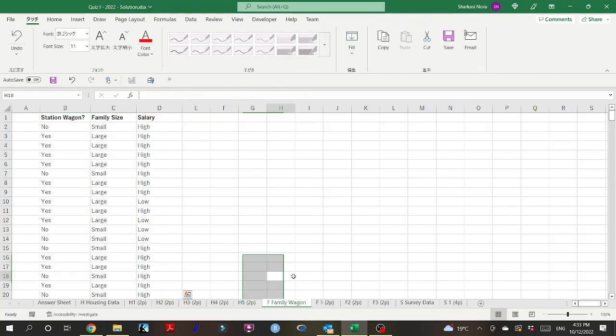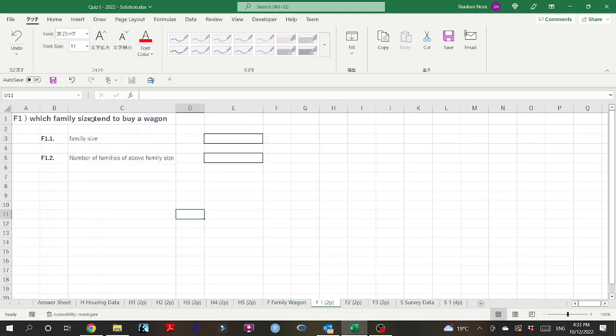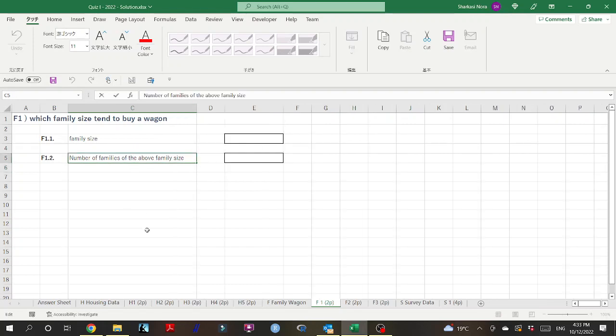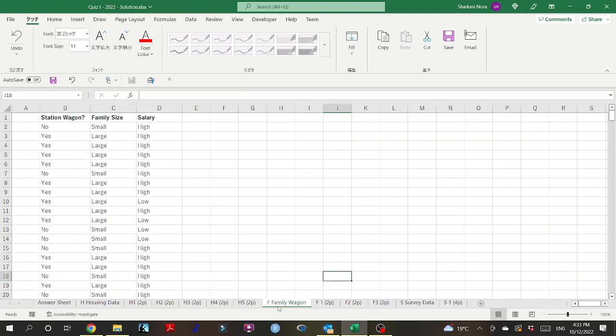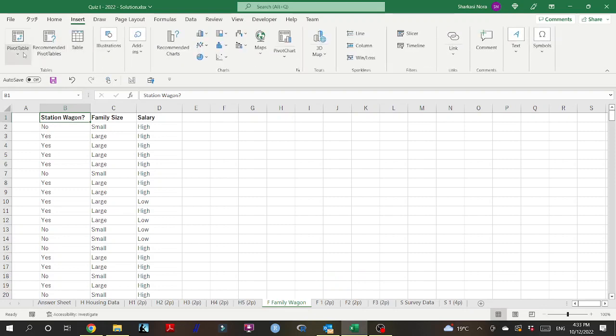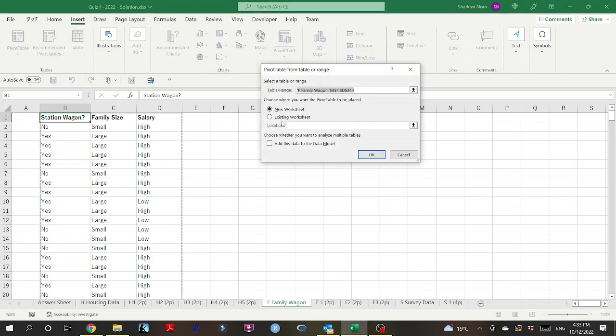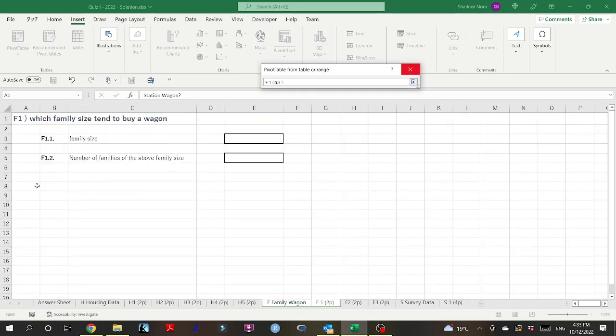Okay, the second question, the family wagon question. All right, so let's see. What's the first question? Which family size tends to buy the wagon? And what is the number of families of the above family size? I fixed D in the quiz time. I don't know, not many students got it. So insert pivot table from an existing table. Go to over here.